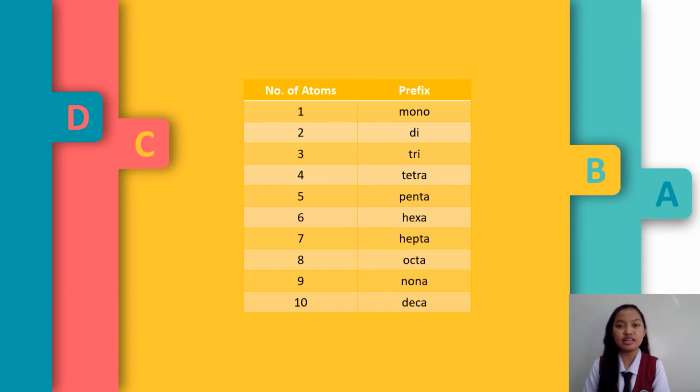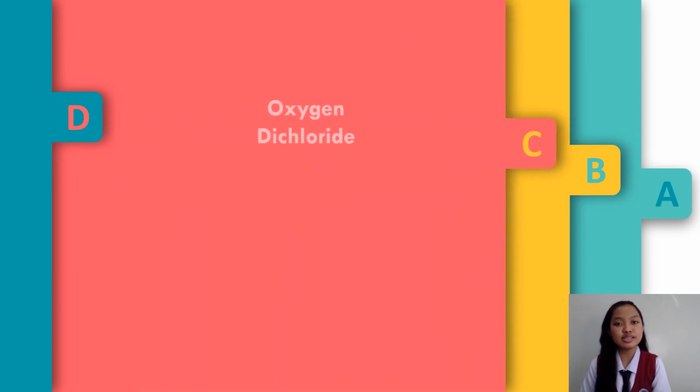Please take a screenshot if you would like to go back to this later. However, please do remember that we do not use mono even if the number of atoms is 1 when an element is used at the first part of the compound. Let's use this as an example. Oxygen dichloride. Even if there is no prefix, we would know that the atom in here is 1, since we know that mono is omitted.